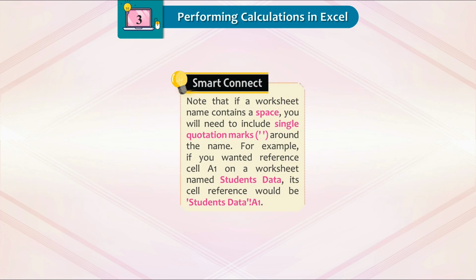Smart Connect. Note that if a worksheet name contains a space, you will need to include single quotation marks around the name. For example, if you wanted to reference cell A1 on a worksheet named Students Data, its cell reference would be 'Students Data'!A1.